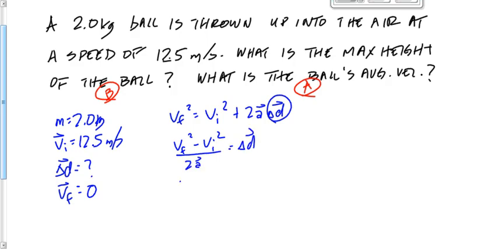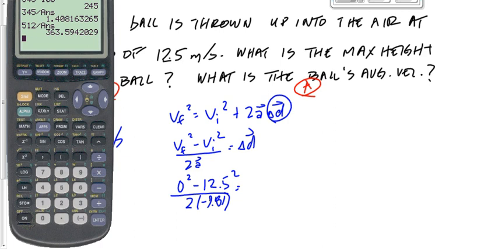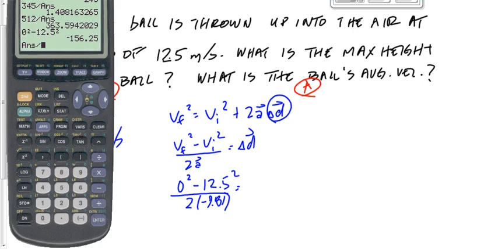VF is 0 squared minus 12.5 squared over 2 times, oh, what's A? What's A as it goes up into the air? Negative 9.81, good. Equals delta D. Let's figure that out now. So 0 squared minus 12.5 squared, of course, equals, and let's divide that by brackets 2 times negative 9.81. And we get 7.9638.